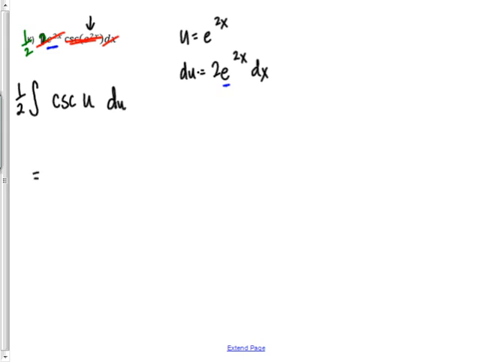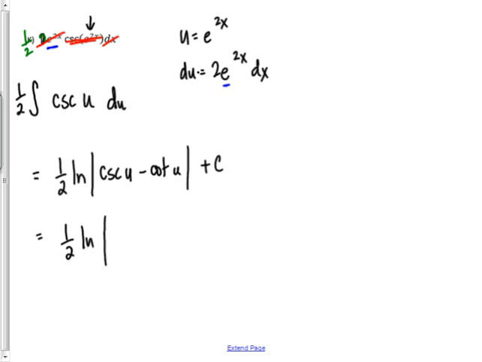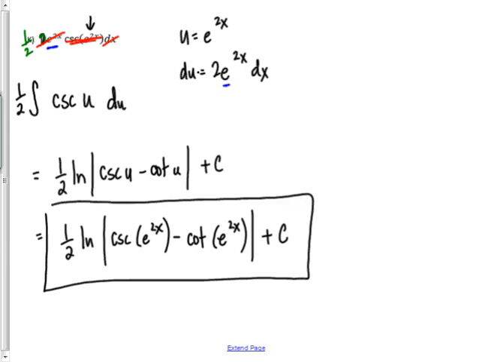So you are supposed to have this one memorized, cosecant u. That was one in our very last lesson. We talked about memorizing those, and I put stars by them. So make sure you memorize how to integrate cosecant u. It is the natural log of the absolute value of cosecant u minus cotangent u. Make sure you have that one memorized. So this is 1/2 natural log absolute value of cosecant e to the 2x minus cotangent e to the 2x plus c. All right, so make sure you go try your homework.